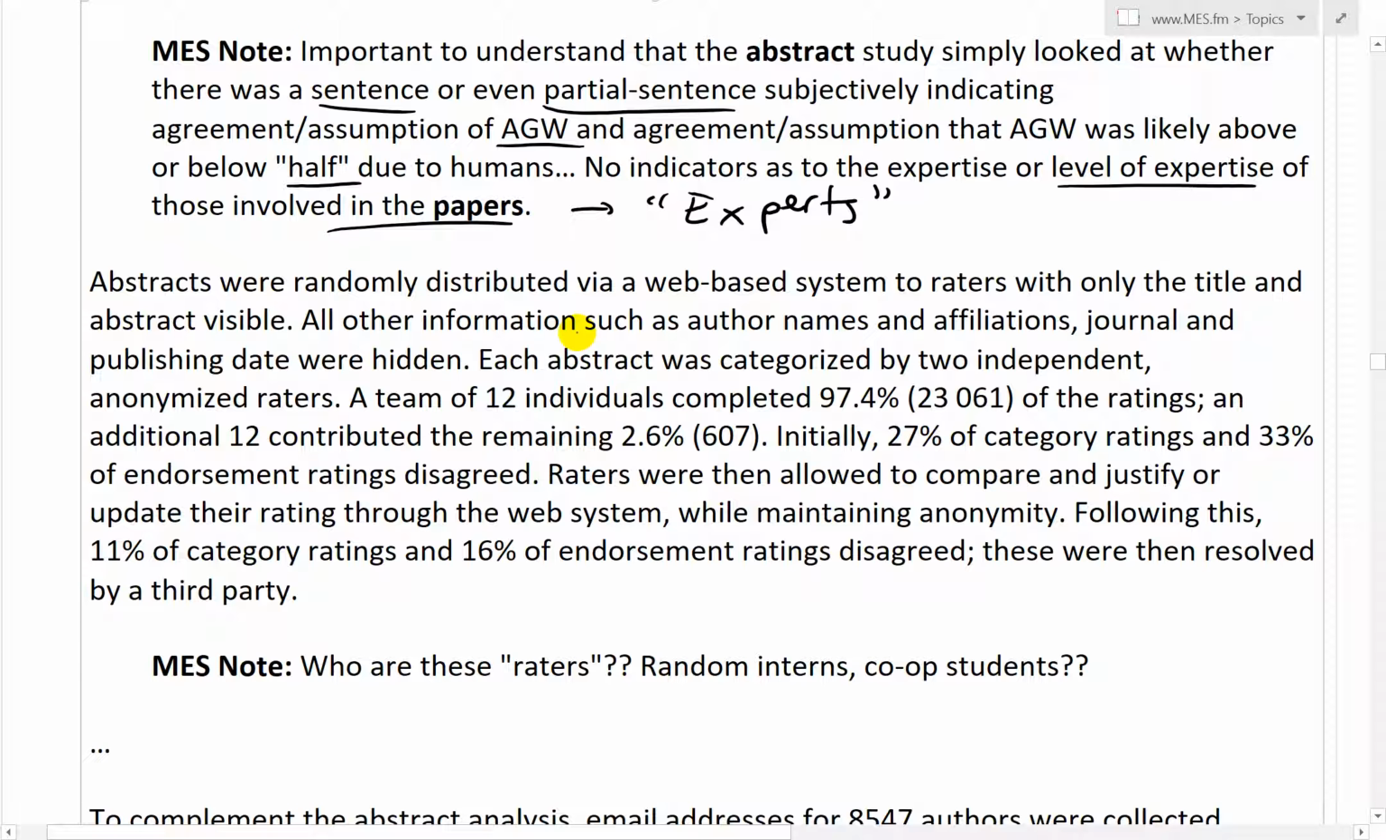So abstracts were randomly distributed via a web-based system to raters with only the title and abstract visible. All other information such as author names and affiliations, journal, and publishing date were hidden.